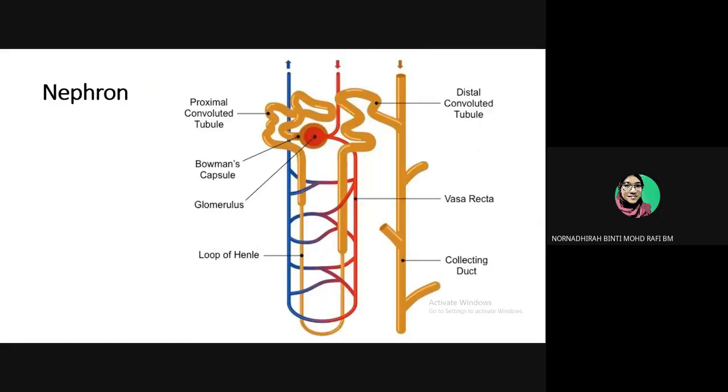Okay, next is the nephron. The nephron actually has 6 parts that we will look at. First is the glomerulus. The glomerulus is the one in the middle, which is a blood vessel. And then the second is the capsule here, the capsule that surrounds the glomerulus, called Bowman's capsule. The third is the proximal convoluted tubule. We will study it in more detail later. The fourth is the distal convoluted tubule, and the one at the bottom is the loop of Henle. The last one is the collecting duct. Don't be confused, no worries.